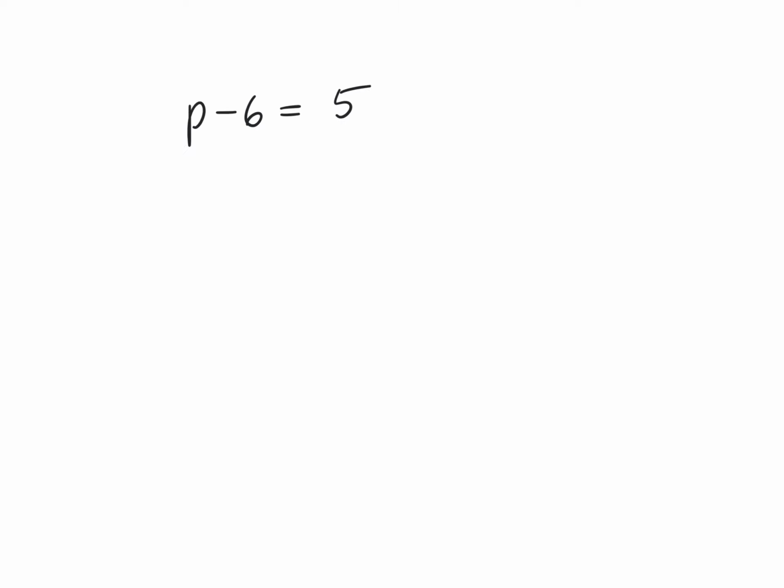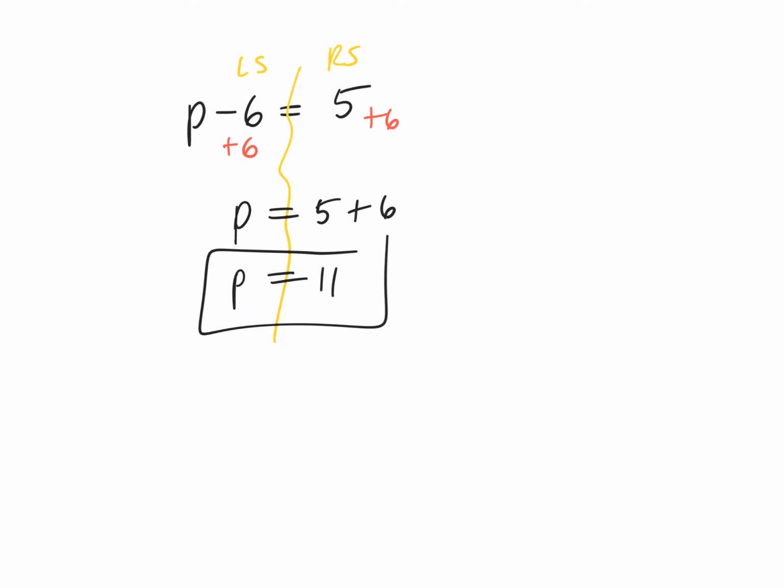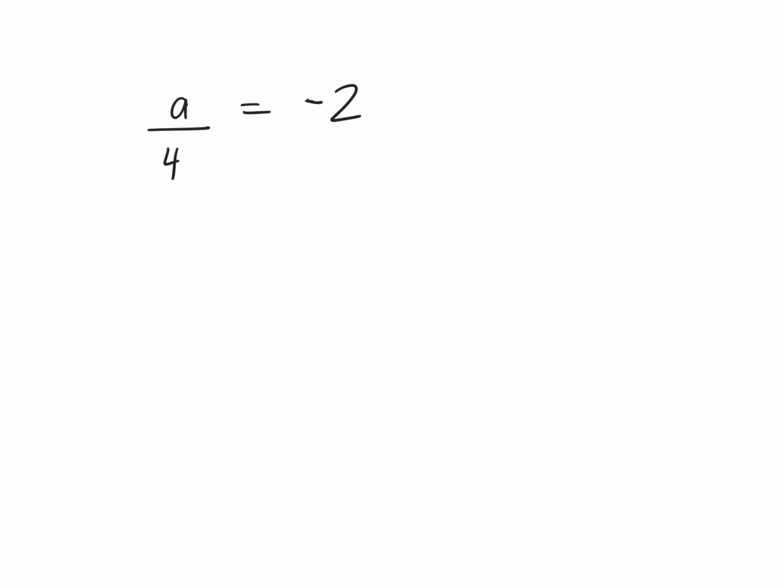Okay. Same thing. We have our left side. We have our right side. How did you get that? What's the opposite of take away 6? Plus 6. What do I have to do to the right side? Good. So I'm left with p equals 5 plus 6. P equals 11. So you always want to look at what is the operation around the variable.